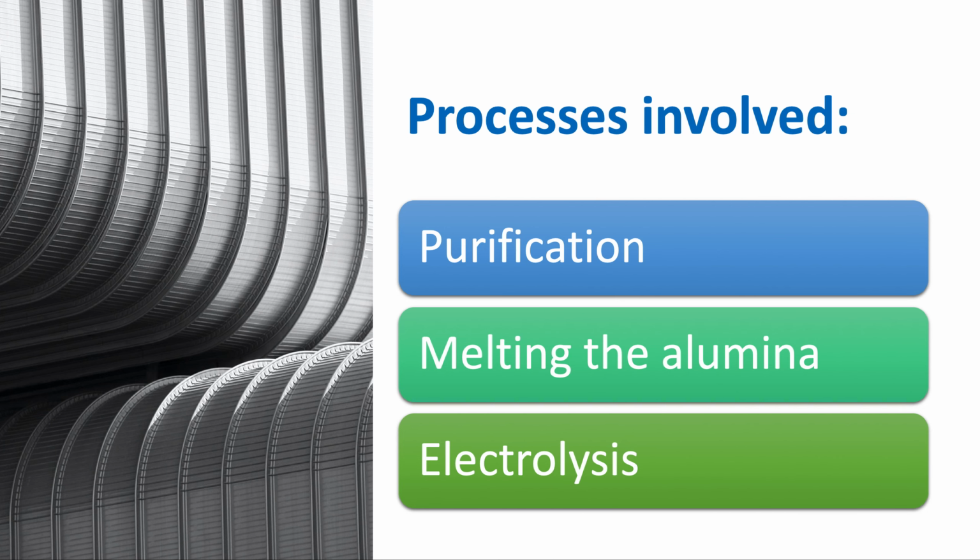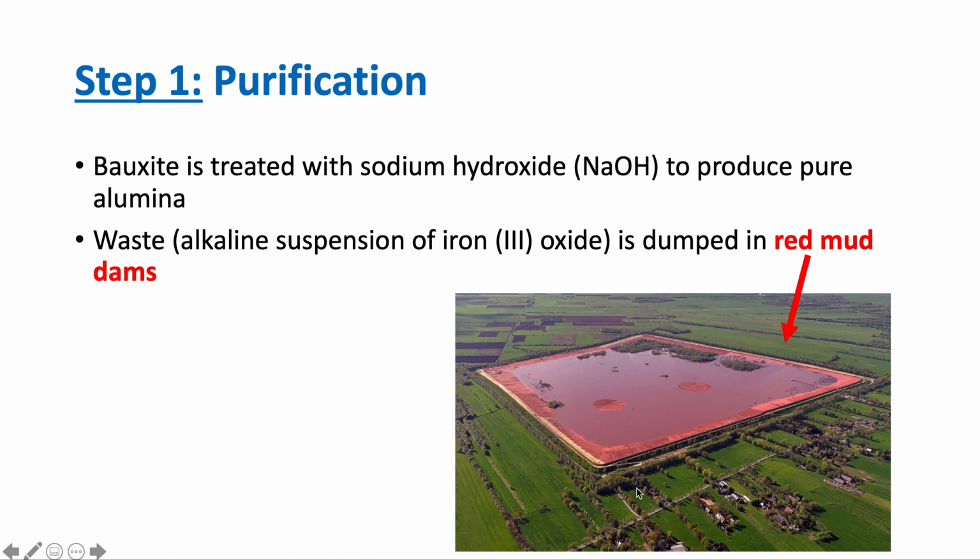So there are three processes that are involved in the Hall-Héroult process. The first step is purification. The second step is melting the alumina. And the third step is electrolysis. So let's take a look at the first step, and that is purification.